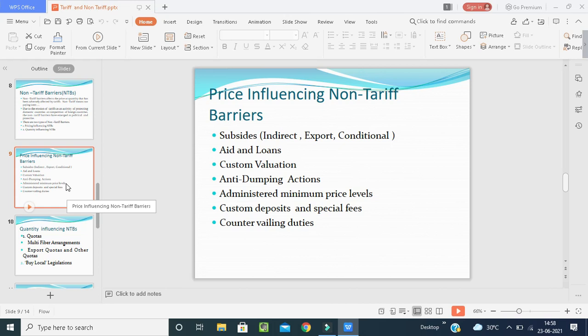Anti-dumping action. See, for customs value, for exporter and importer, a temptation exists for the declaration of low prices on invoices in order to pay less. That means an ad valorem tariff, the customs official must be declared the invoice price. All these things are coming in the anti-dumping actions. Now, administrative minimum or minimum price level is nothing but an entry of overseas product at low price may be set by the importing country. It will limit the competitiveness of overseas product in importing countries.